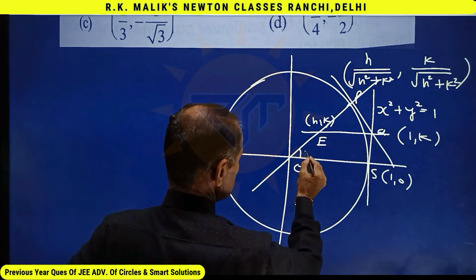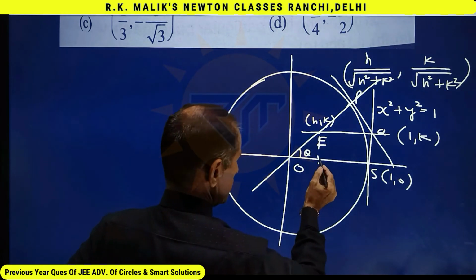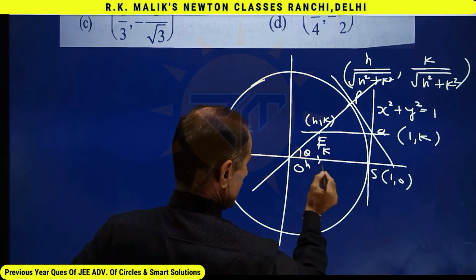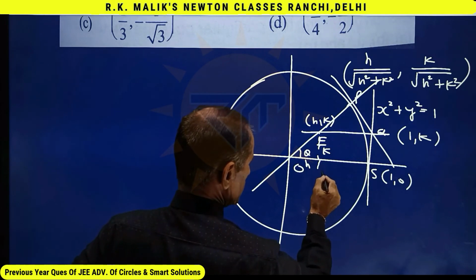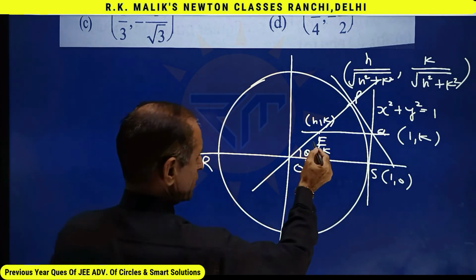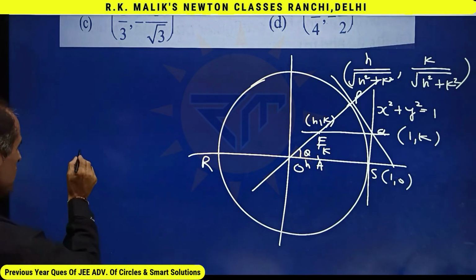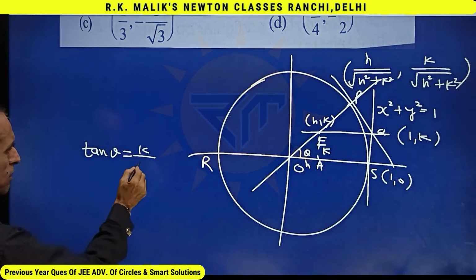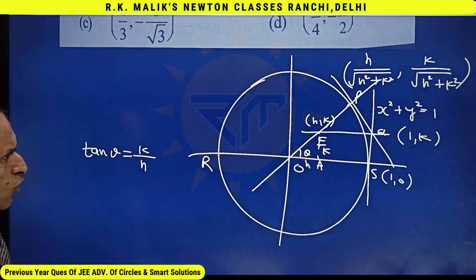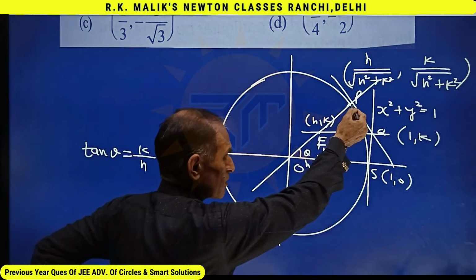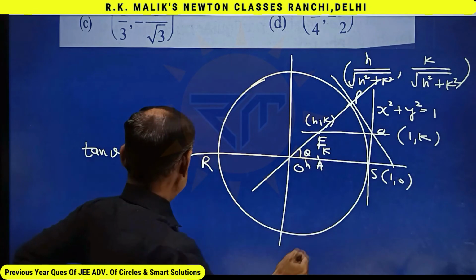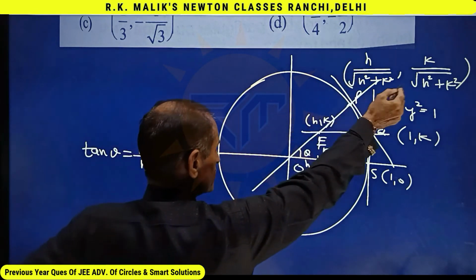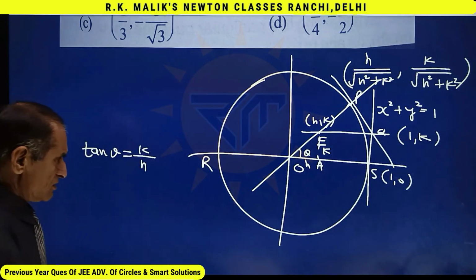Say this angle is theta, then this length will be k and this length will be h. Suppose this point is A. Then tan theta will be k by h. Obviously, this point is (cos theta, sin theta), and because tan theta is k by h, cos theta will be this and sin theta will be this.